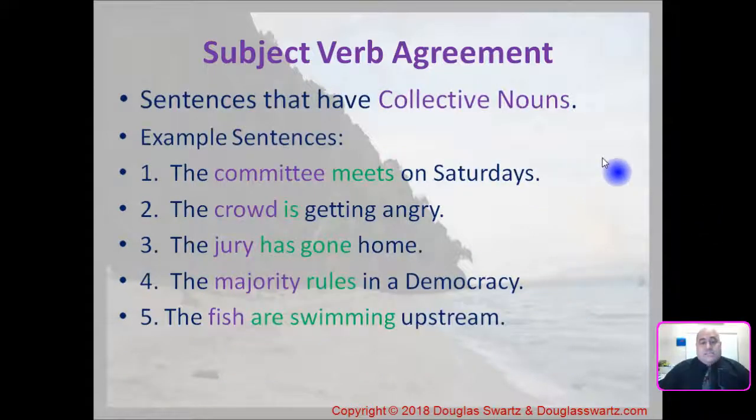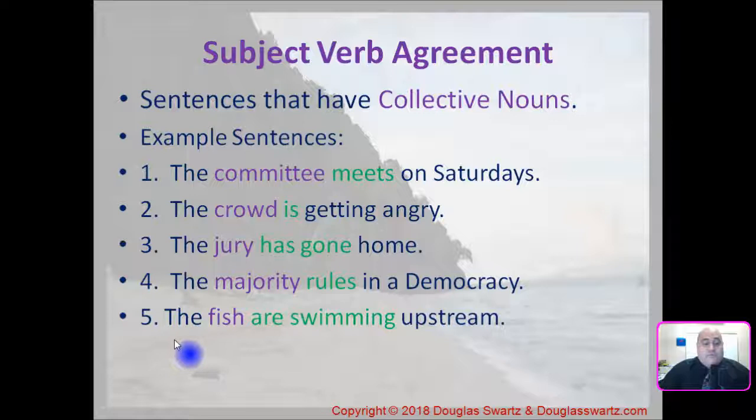The last set of examples is collective nouns. Number 1, the committee meets on Saturdays. One committee, singular, singular verb, meets on Saturdays. Number 2, the crowd is getting angry. It's one crowd. Even though it's many people, it's considered one thing. The crowd is getting angry. Number 3, the jury has gone home. Number 4, the majority rules in a democracy.